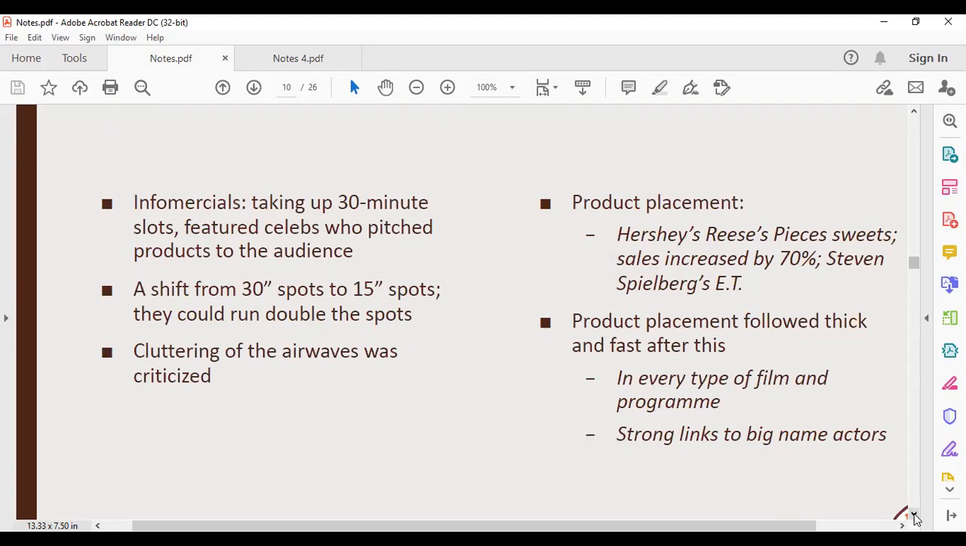Then we started to get infomercials, taking up to 30-minute slots, featuring celebrities who pitched products to the audience. Infomercials, we still have these today. Think of your clientele with Desmond Dube. Those are very long advertisements that we see on TV. Then there was a shift again from 30 to 50 spots. They could run double the spots a day. Instead of having maybe 5 or 3 advertisements, we now get more advertisements.